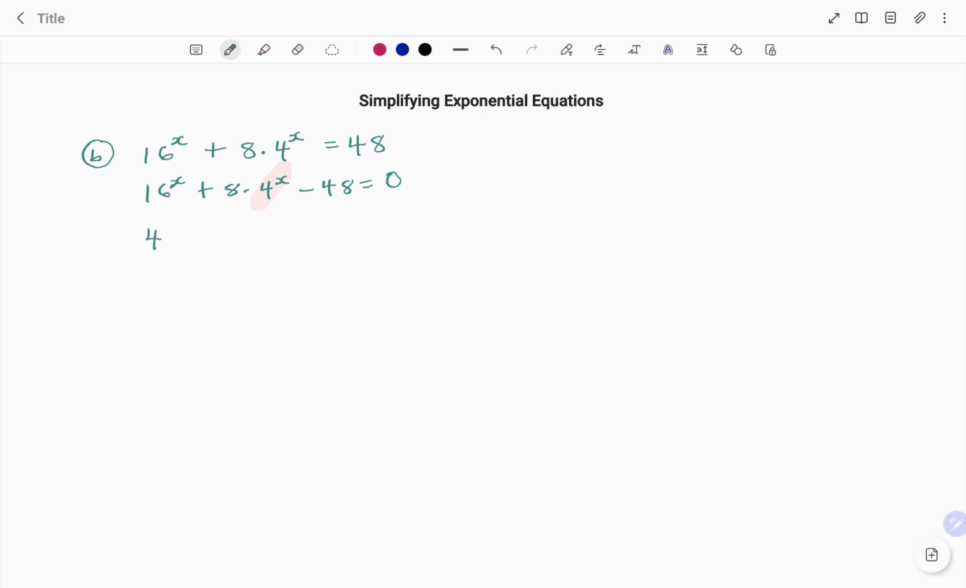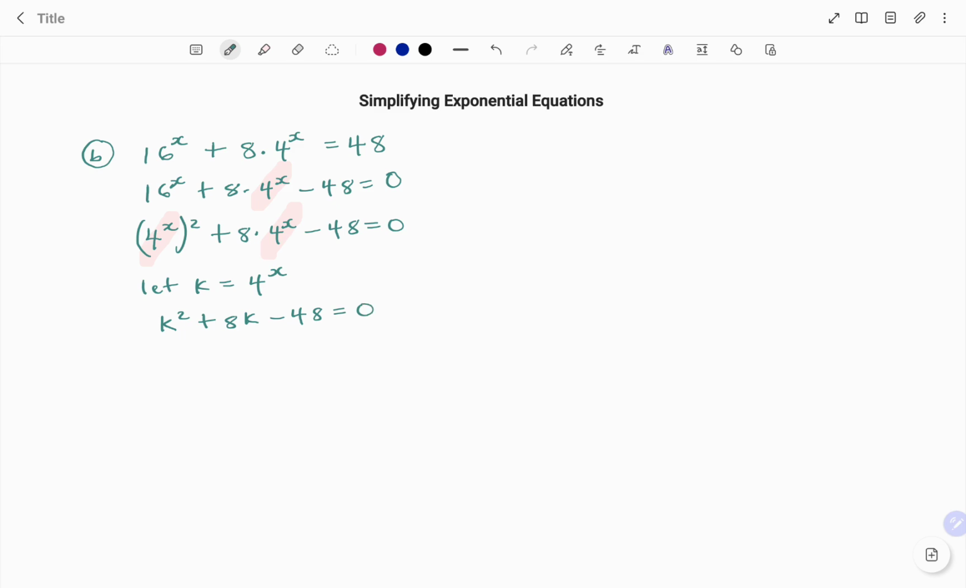So therefore, 16 to the power of x becomes 4 squared. 4 squared will give me 16. So I have 4 to the power of x inside to the power of 2 plus 8 times 4 to the power of x minus 48 equals to 0. Now I have my k, which I'm going to say let k equals to 4 to the power of x, which is a common factor for 2 of the terms. Replacing that, I have k squared plus 8k minus 48 equals to 0.